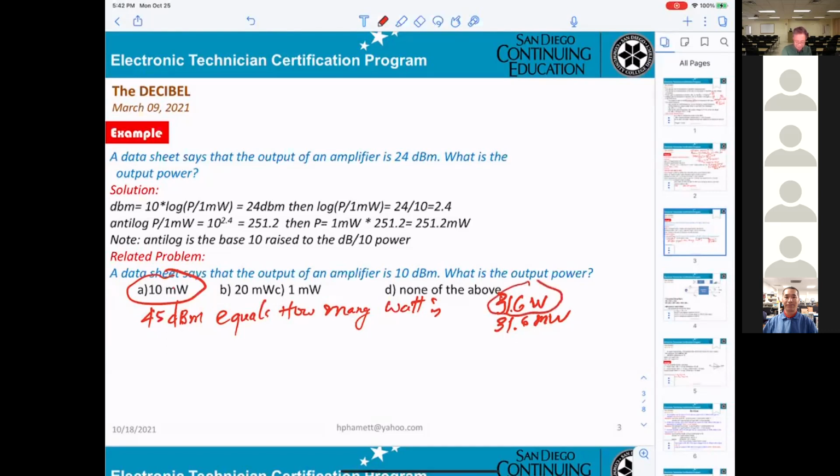Yeah, watt. Okay. So you know it's something wrong, right? Yeah, that's okay, multiply. Let's see, 31.6 watts. Well, that is the answer.